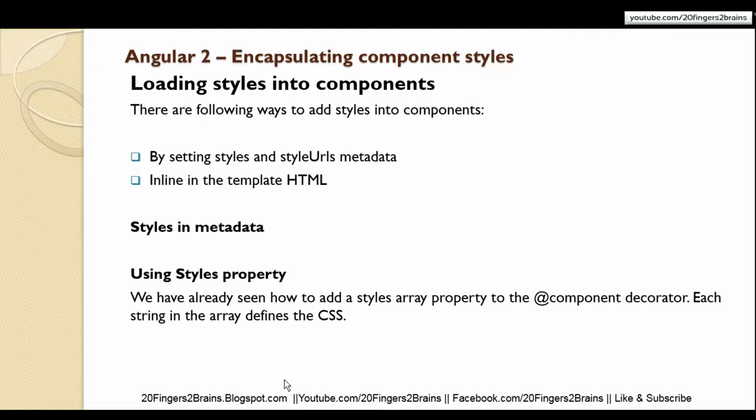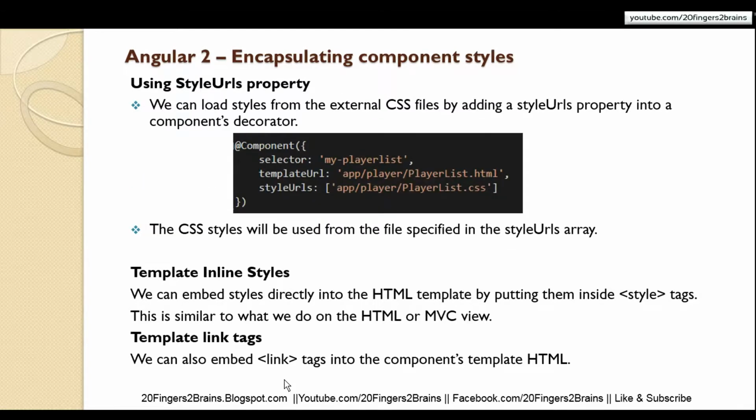Using the styles property, we have already seen how to add a styles array property to the component decorator. Each string in the array defines the CSS. The second way is using the style URLs property. We can load the styles from external CSS files by adding a style URLs property into a component's decorator.